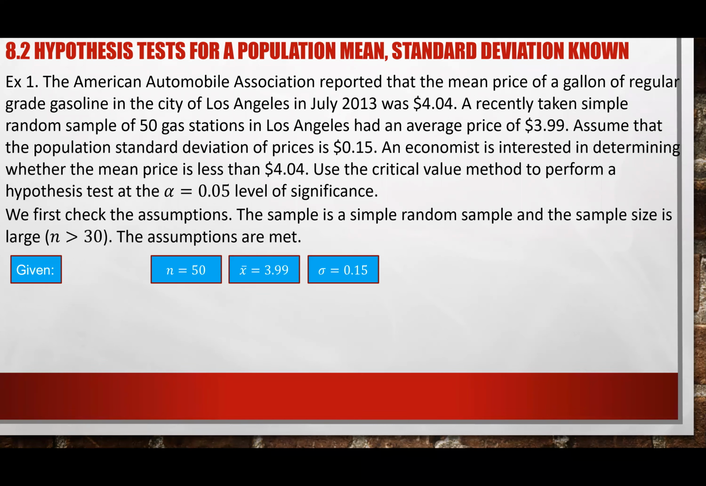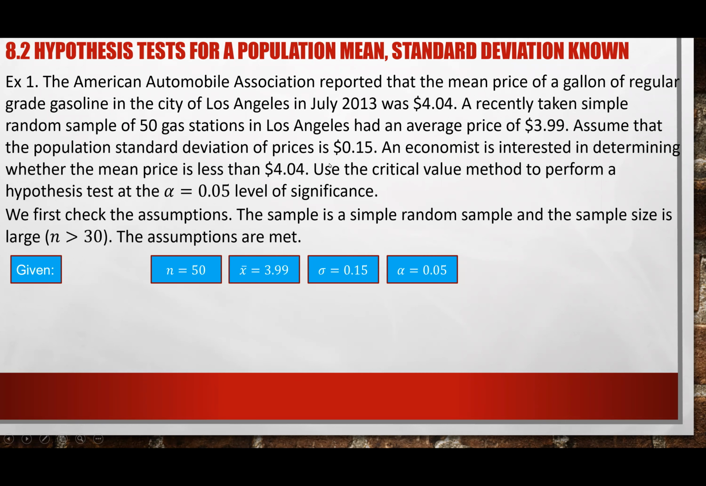And then they give us the population standard deviation, which is sigma. And also they give us the alpha. So if you look at this here, beside the 2013, which is the category in terms of the years, again, we have the $4.04, the 50, the $3.99, the 15 cents, and the alpha, easy to recognize. So out of 5 items, we label 4 of them, we identify 4 of them.